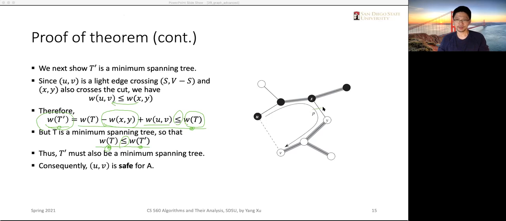Right, so that seems magical, right? But it's just a tricky game that utilized all the conditions we have, okay? So remember, our conditions are that, first of all, we have some A that includes all the shaded areas, right? And also the cut needs to respect A, okay? The cut must respect A here. And also the U and V, the one that we are testing, is the light edge.